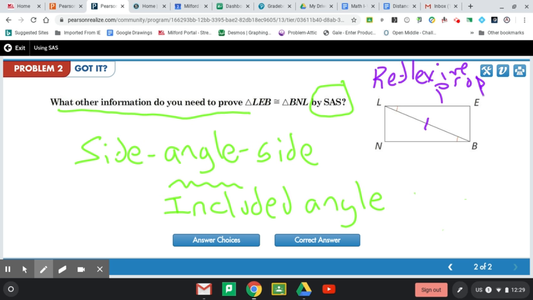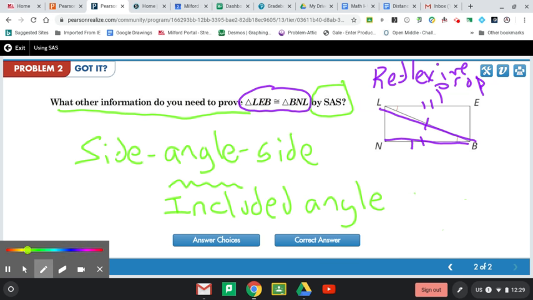So what other information would we have to know to prove that these two triangles are congruent by side, angle, side? Well, if we said that side LN and EB are congruent, that wouldn't be correct because, again, this angle has to be the included angle. So therefore, for side, angle, side to be a proof, we would have to know that NB is congruent to LE. And now we have side, angle, side. And we have that for both triangles. And that is a proof to say that the two triangles are congruent.